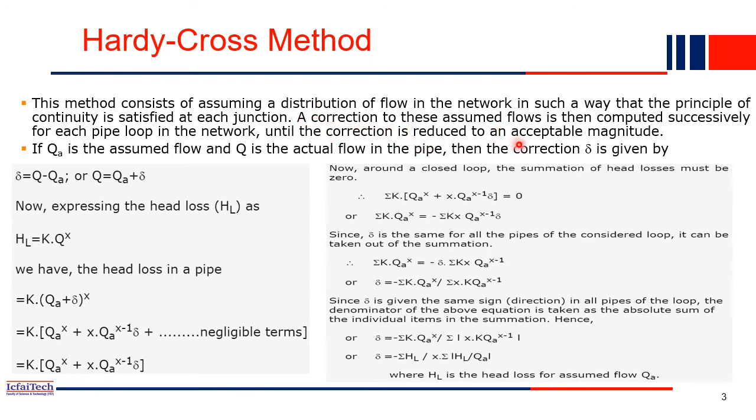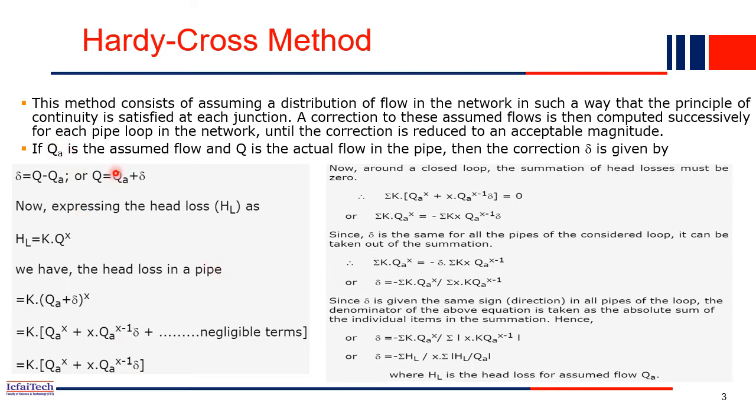The correction of this assumed flow is then computed successively in each pipe loop in the network until the correction is reduced to an acceptable magnitude. So once we have the pipe network, initially we assume some quantity of water is flowing in each pipe, and after that we use the continuity equations and correct our assumptions, and ultimately we get all the parameters. So let's jump into how the derivation takes place.